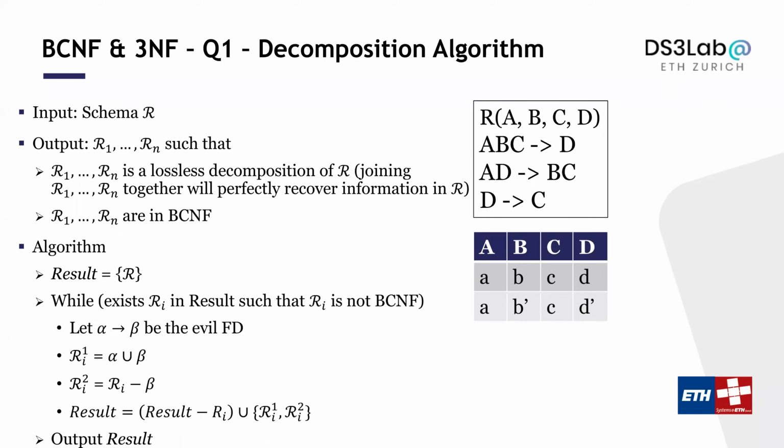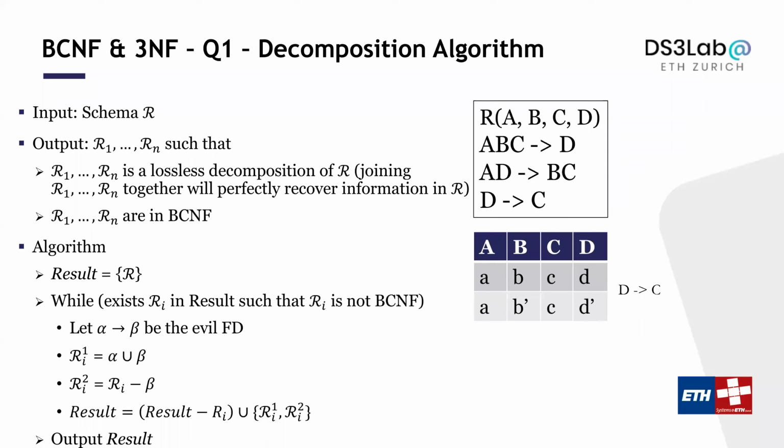As long as you can find some relation in the result set that's not in BCNF, you must be able to find some functional dependency that's the reason, and then you use that functional dependency to decompose that relation into two smaller ones. If you follow this algorithm, you are going to have a lossless decomposition of your input relation, and each of those smaller relations in the decomposition is going to be in BCNF.